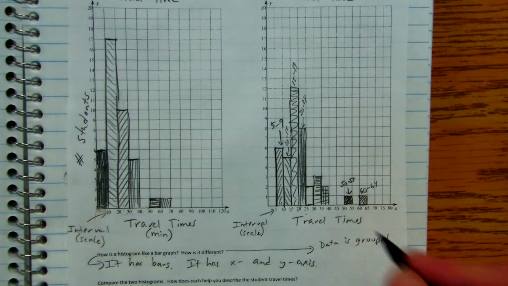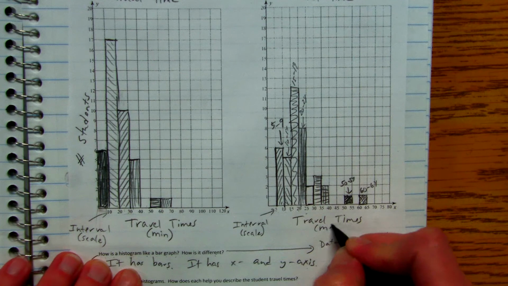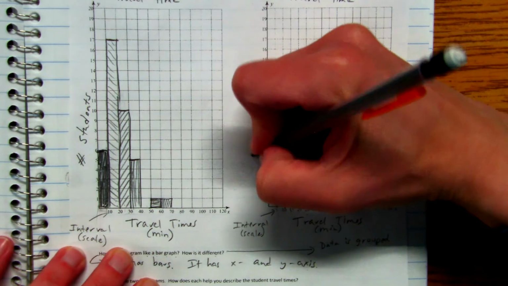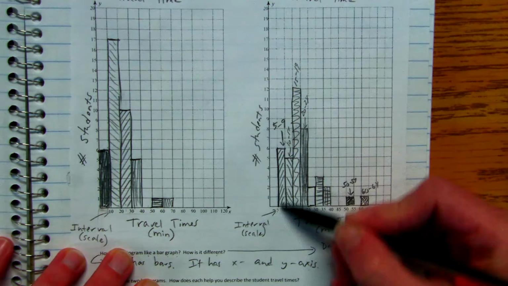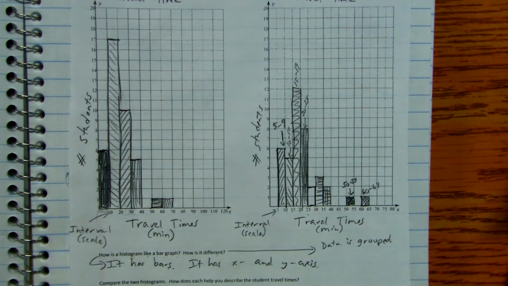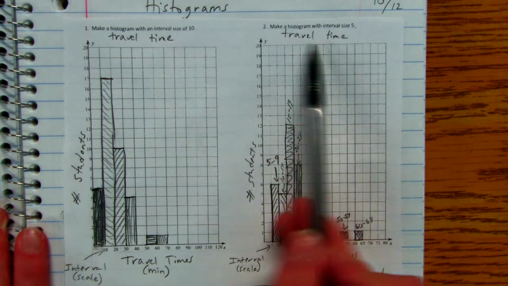Sorry, my mic's really too close to my mouth. It's echoing. So travel time in minutes we should have there. And this is the number of students that are in each group. That's really what we're measuring with the height of each bar, is how many students were in each of these little groups that we made. So it's really important to make labels. And I sort of made titles a little bit ago when I wrote travel time up there.